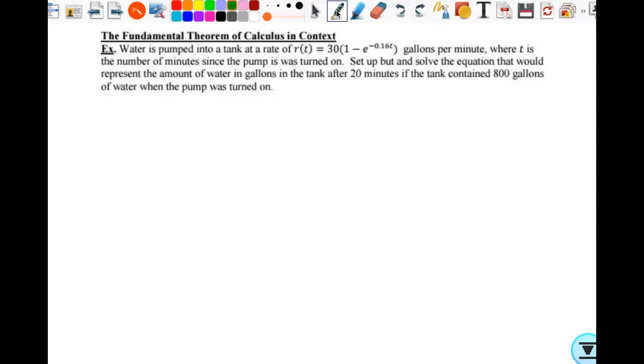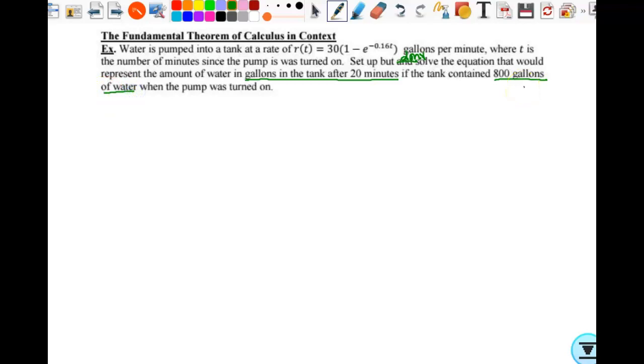So again, what we're doing right here is almost exactly what we did on Friday. The context part of it is easy. This particular question is almost identical to what we did. The stuff above it was a little bit more theory-ish, but like I said, I'll go back to that for y'all. All right, so water's pumped into a tank at this rate, gallons per minute, where T is the number of minutes since the pump was turned on. Set up, but don't solve the equation that would represent the amount of water in gallons in the tank after 20 minutes if we contained 800 gallons of water when the pump was turned on.